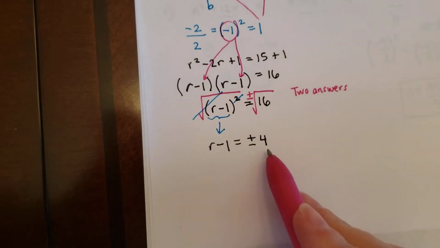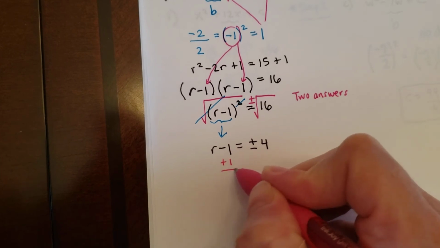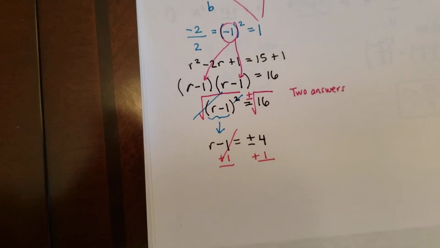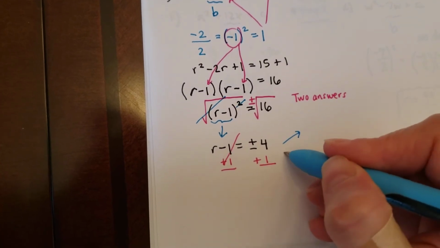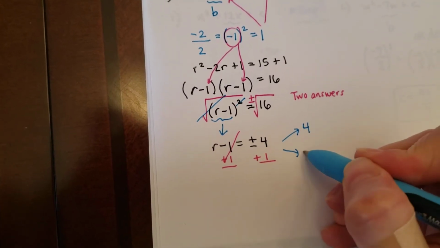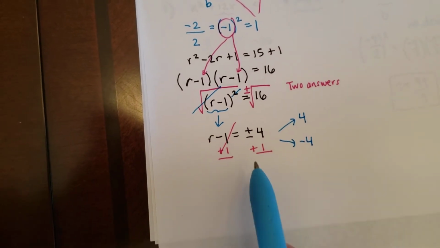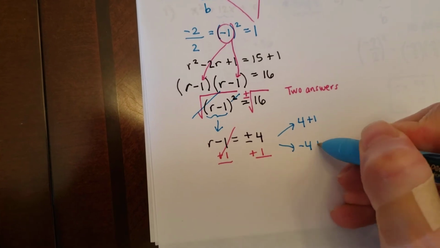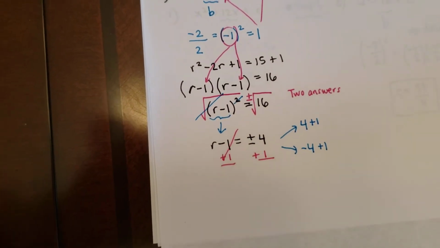So 2 answers are sitting here, and then I will add my 1 over like normal, and this looks really weird, but the way you're going to solve it is you're going to write it as 2 different problems. So you have 2 different types of 4 here. You have a positive 4 and a negative 4, and then you're adding 1 to that positive 4 and negative 4. So add 1, and this will give us our 2 solutions.